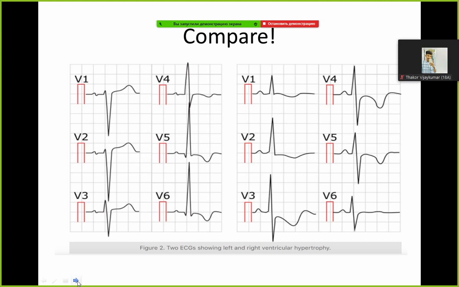So we may compare two ECGs, left ventricle and right ventricle hypertrophy. In left ventricle hypertrophy, the most pronounced R waves are in V5 and V6. In case of right ventricle hypertrophy, the most pronounced R wave will be in V1 and V2.